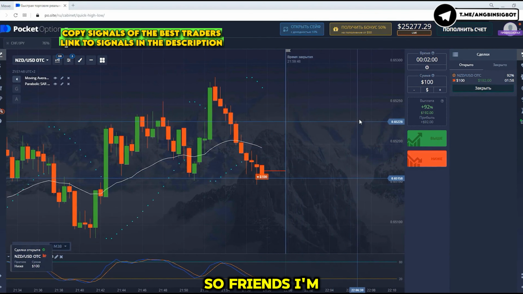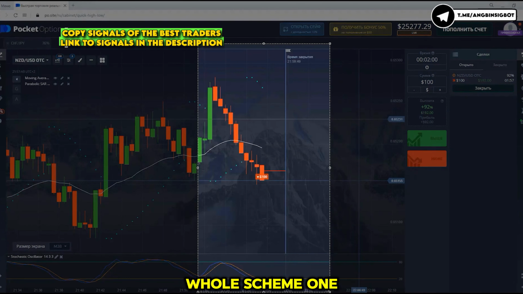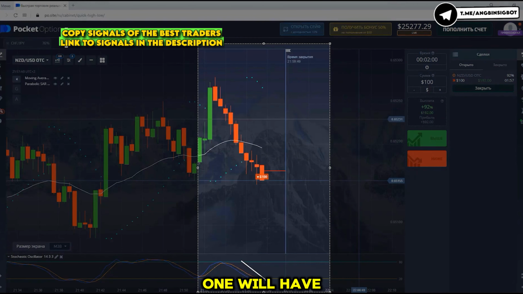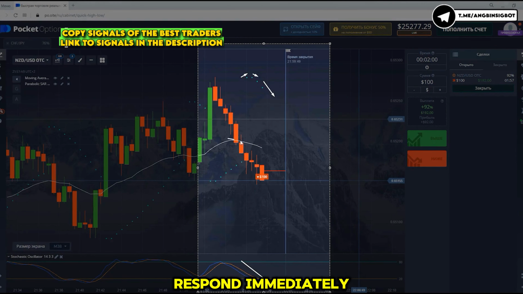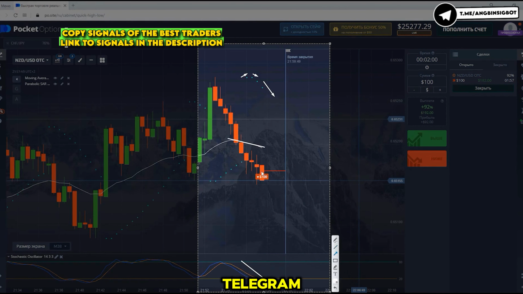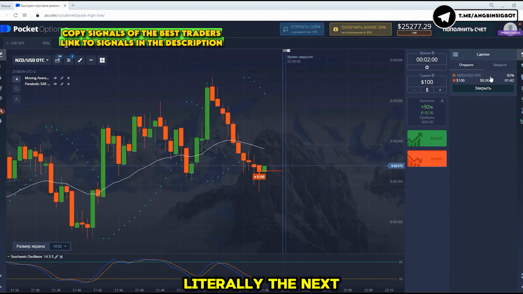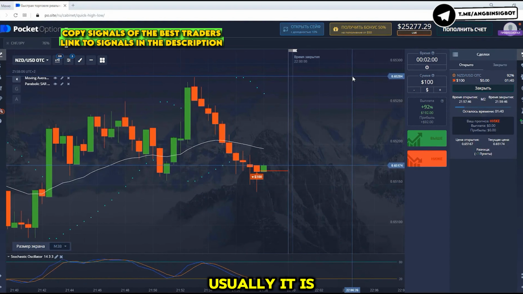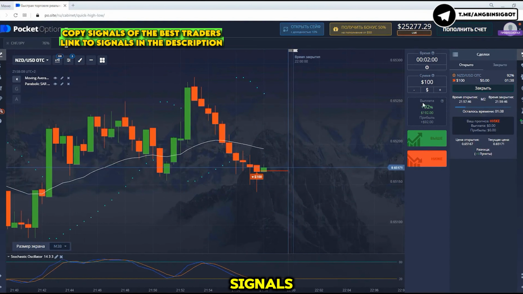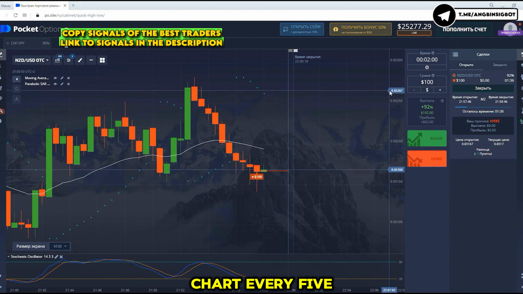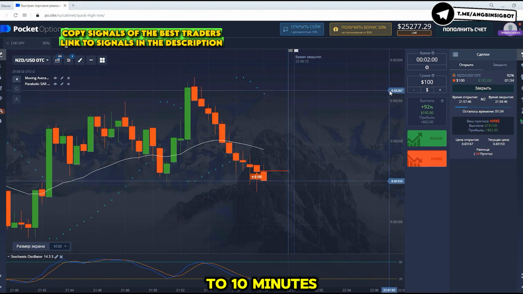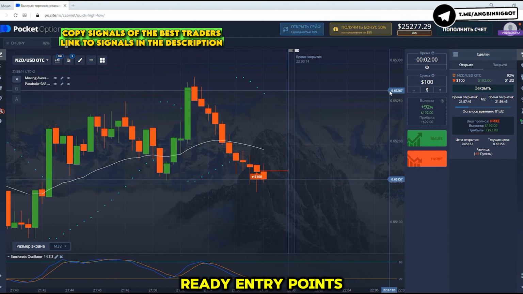So, friends, I'm opening the last trade and showing this whole scheme one last time. I think no one will have any questions, but if you do, feel free to ask them on YouTube and I will respond immediately. You can also message me on Telegram. I found this trade almost instantly, literally the next currency pair, and that's it. Usually it is also very quick to find such signals, literally scrolling through the chart every 5 to 10 minutes, looking and seeing ready entry points.